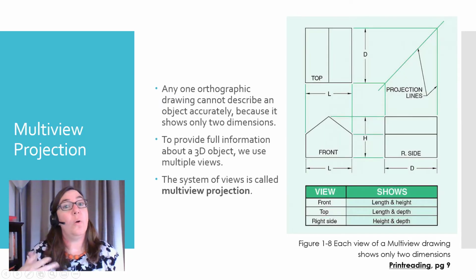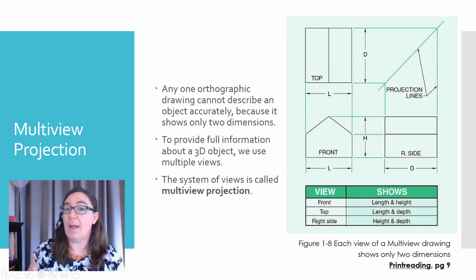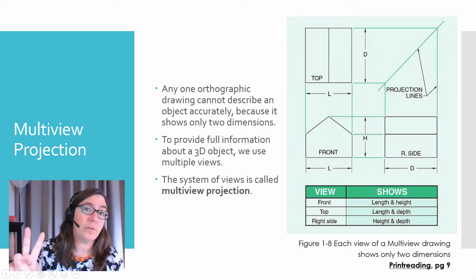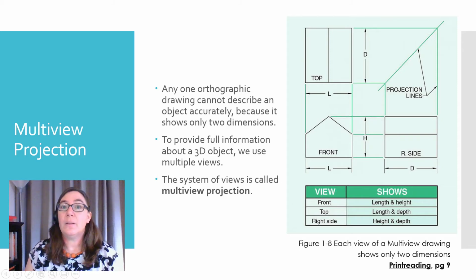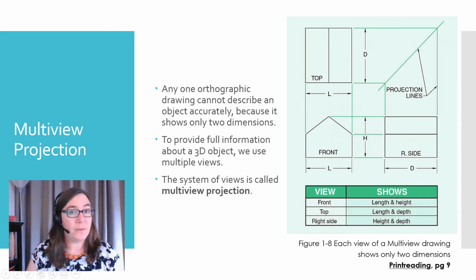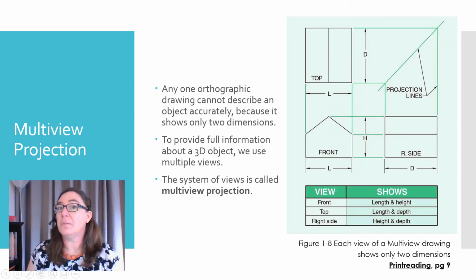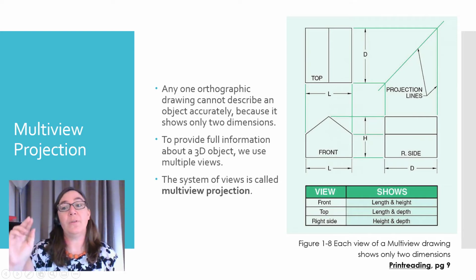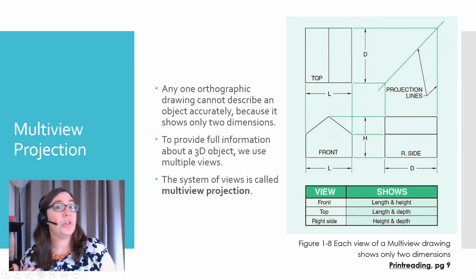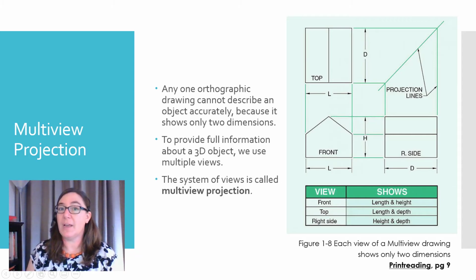Any one orthographic drawing can't fully describe a three-dimensional object because it only shows two dimensions. To provide full information about a 3D object, such as a building, all right, we use multiple views. The system of views that you see on your screen here is called multi-view projection. You can see that there are three views, top, front, and right. They each show two dimensions to fully describe a three-dimensional object.